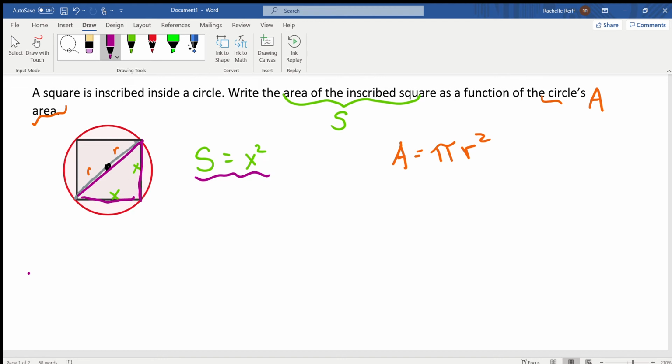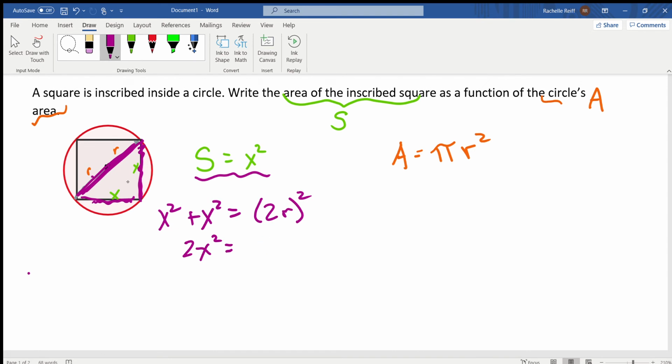But from the Pythagorean theorem, you know that this side squared, so x squared, plus this side squared, another x squared, is equal to this whole side squared. Well, that whole side is 2r, so that squared should be the same based on our Pythagorean theorem, right? So what this means is that 2x squared is equal to... I'll distribute this.